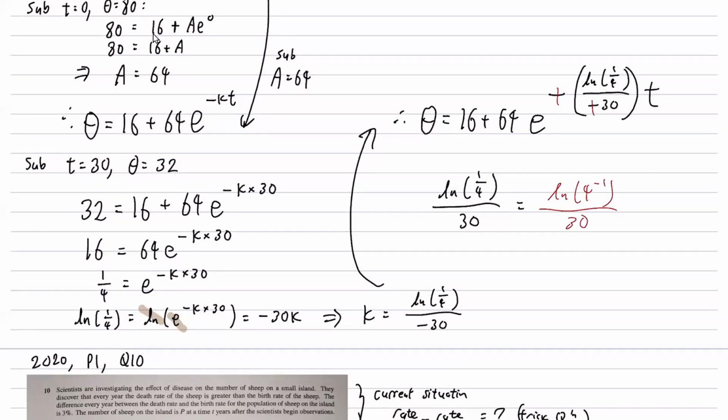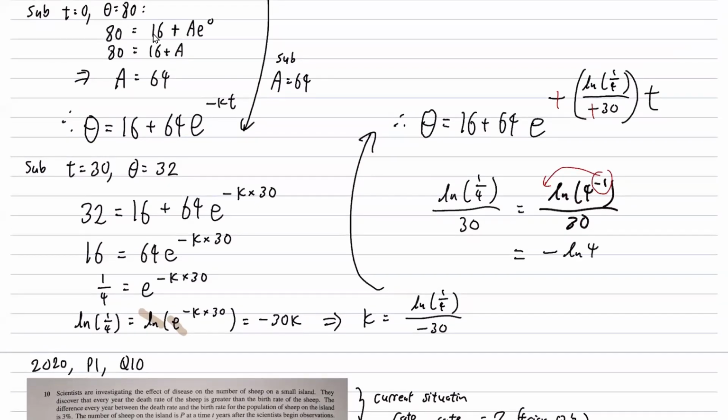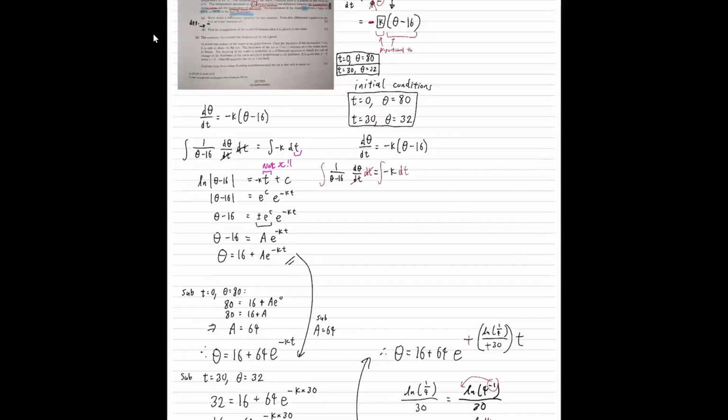Then the negative 1 power, you can just bring down. So what you get? Negative ln 4 over 30. Also not much difference. You just put in an extra minus sign. Not much difference. Okay, so don't bother. Just leave it. That's your answer. Okay. Good. That is your part A.